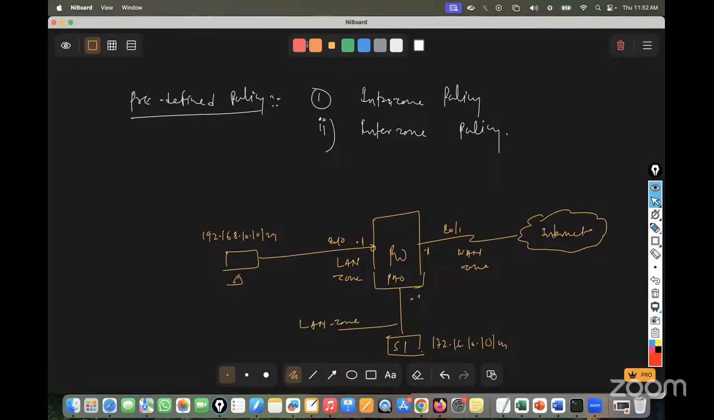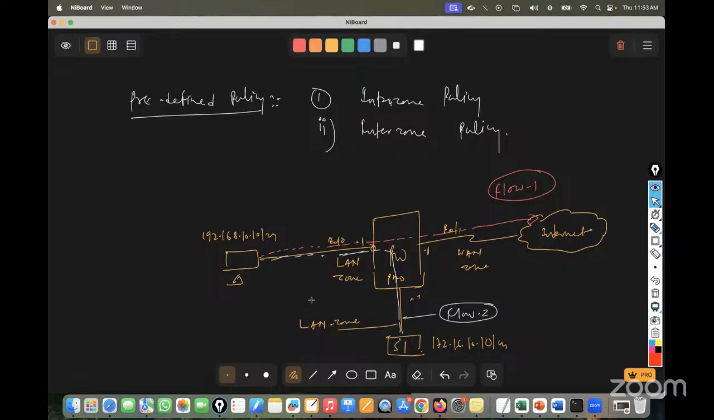So we have two requirements. One, this PC should access the internet. That's flow 1. Another, I have a requirement: this PC should access the server. Clear? Yes. This is my flow 2.